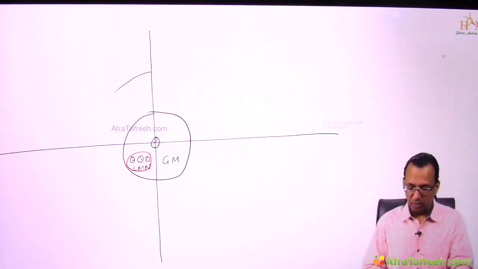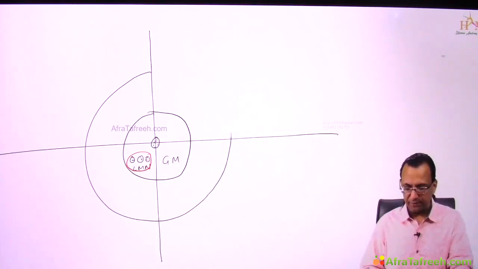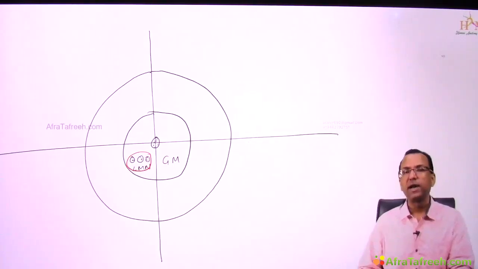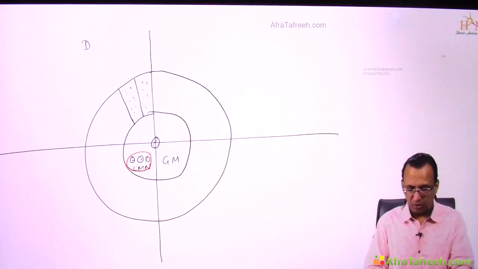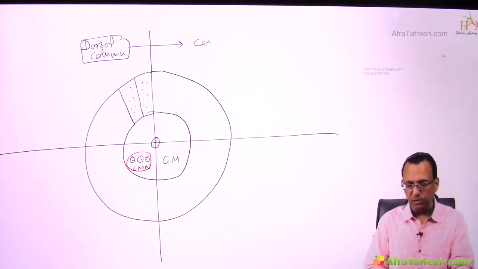So what about the white matter? It is at the periphery. And what is it doing at the periphery, the white matter? Actually, there are two bundles of axons. What are these two bundles, this collection of axons, doing? They are making the dorsal column. If they are making the dorsal column, what is this dorsal column supposed to do? Carry information towards the cerebrum, the conscious level.